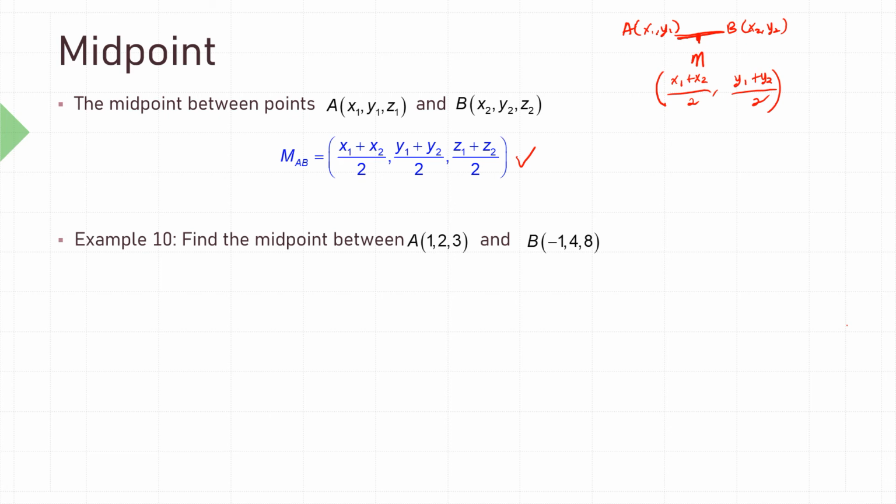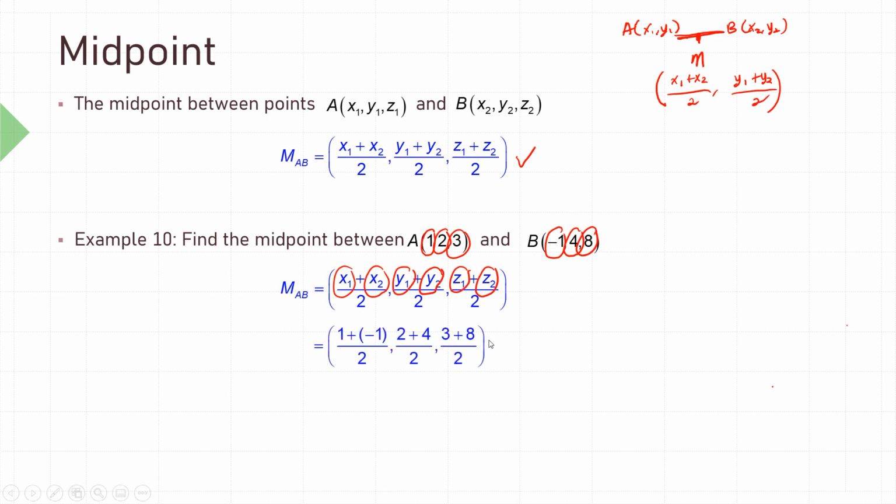Let's try to use an example. We need to find the midpoint between these two points. So this is the formula. You have to identify which one is x1, x2. So this is x1, this is x2. You add them together, divided by 2. y1, y2 will be this point and this point. What about z1 and z2? You have this one and this one. Now you substitute the values inside the formula. Simplifying this, 0 divided by 2 you get 0, 6 divided by 2 you get 3, and 11 divided by 2 you get 5.5. So this is the midpoint between A and B.